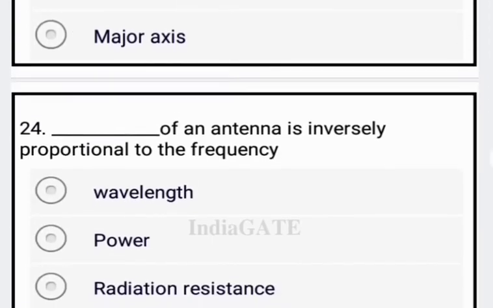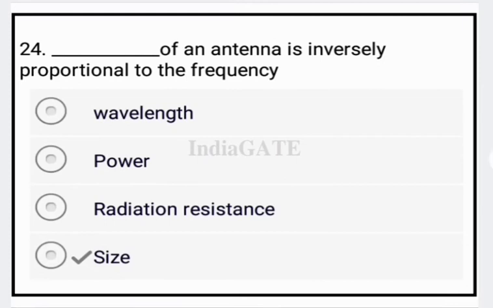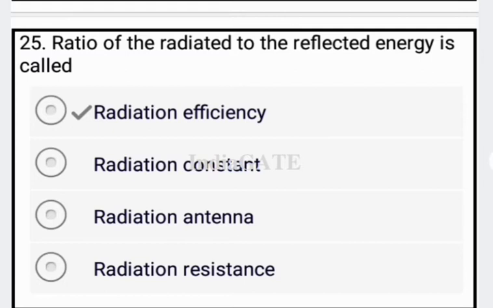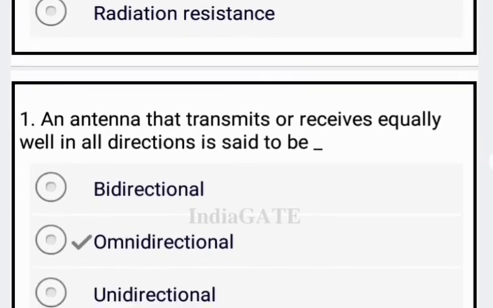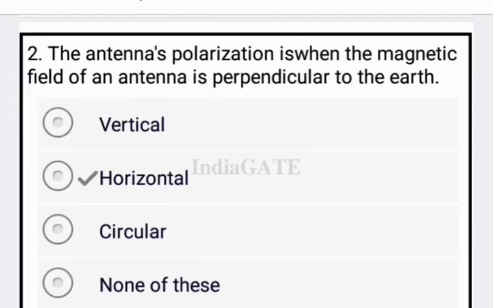Next question: dash of an antenna is inversely proportional to the frequency. So the correct answer is size. Option D. Next question: the ratio of radiated to reflected energy is called radiation efficiency. Option A is correct. Next question: an antenna that transmits or receives equally well in all directions is said to be omnidirectional. Option B. Next question: the antenna's polarization is when the magnetic field of an antenna is perpendicular to the earth. So the correct answer for this question is horizontal.